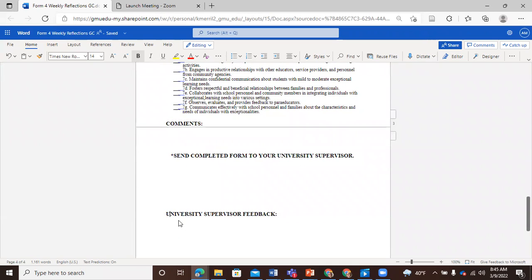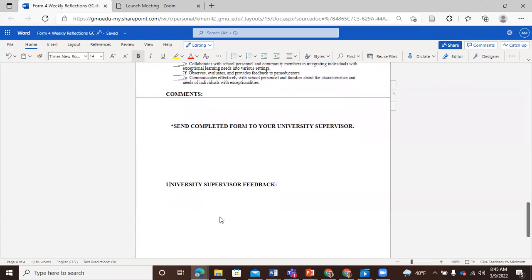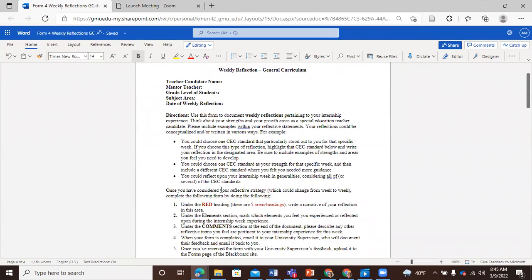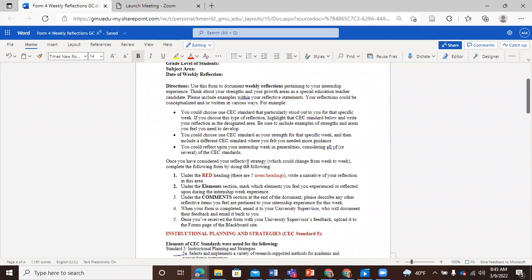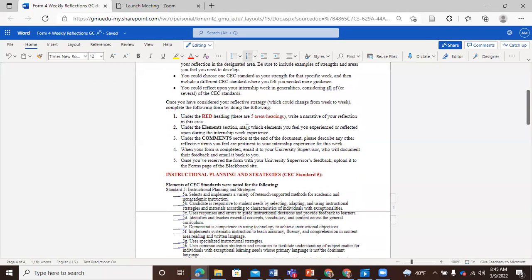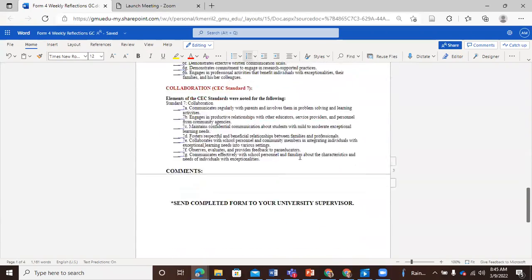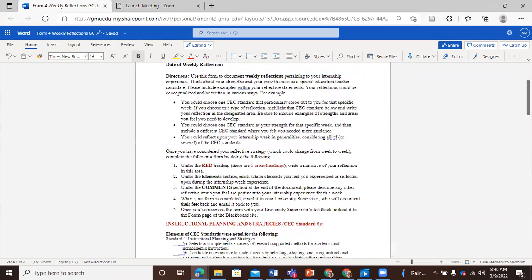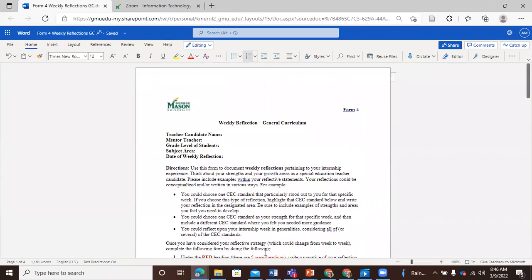And then I'm also going to write some sort of summative statement. So what you would do is, after you complete each weekly reflection, you would send it to me via email, and then I would write comments throughout the document, as well as down here for university supervisor feedback. I would send this back to you, and then you would upload it to Blackboard under forms within the internship. And these directions, again, are outlined on this form.